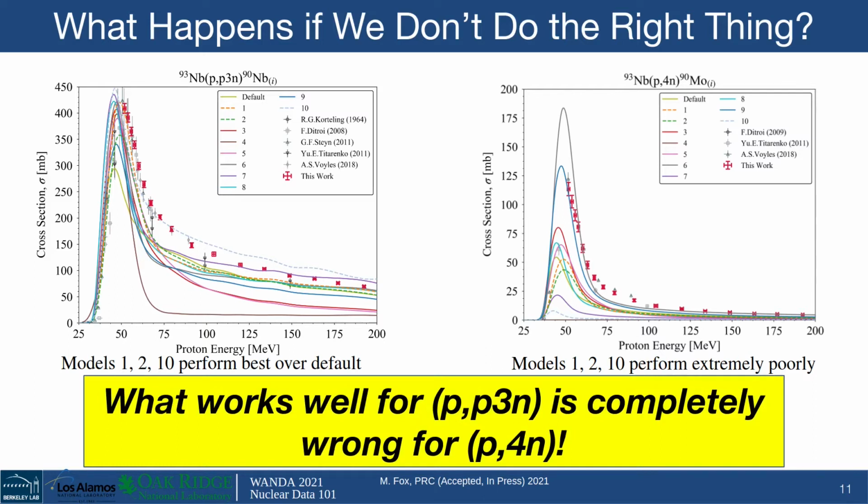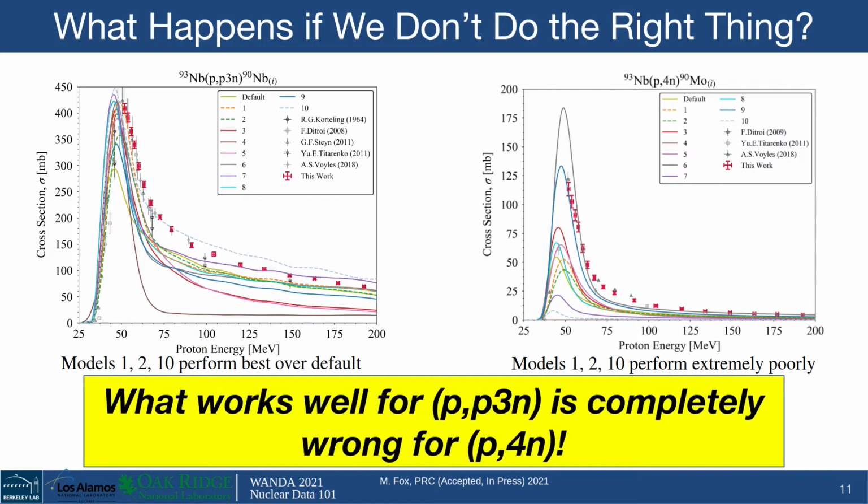One example of this is seen for the production of niobium-90 through the pp3n reaction channel on niobium-93. In this case, there are a number of parameter adjustments with varying degrees of success in reproducing this channel, with models 1, 2, and 10 performing best over the default parameterization. Looking at just this channel, we can see that it's possible to make a number of different sets of adjustments that either reproduce or at least do better than the default parameterization. But of these adjustments of the reaction physics, which one represents reality best?